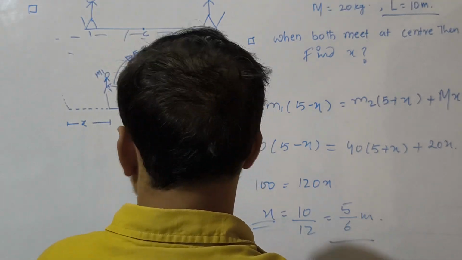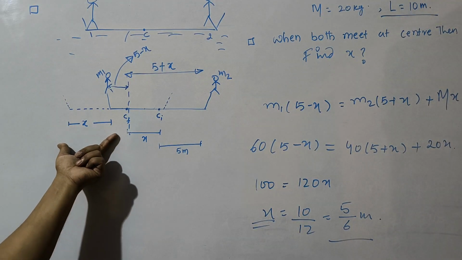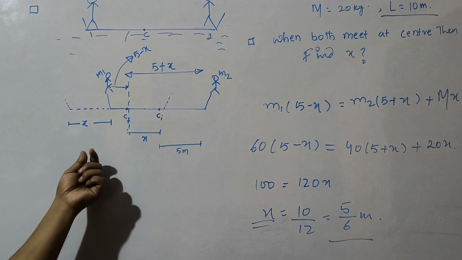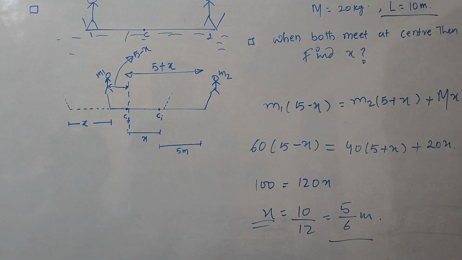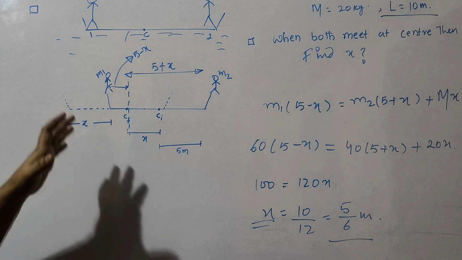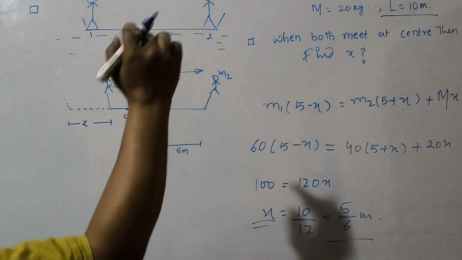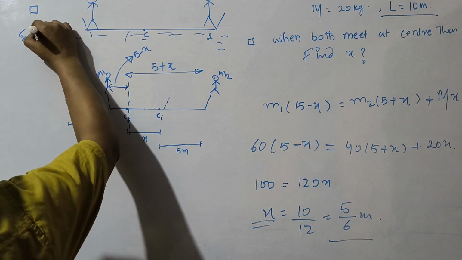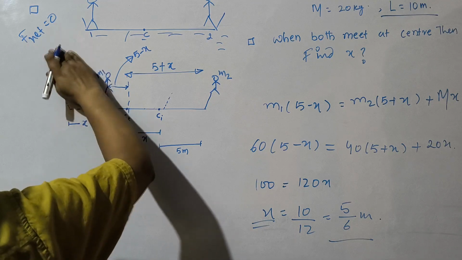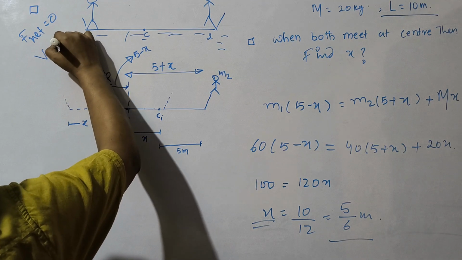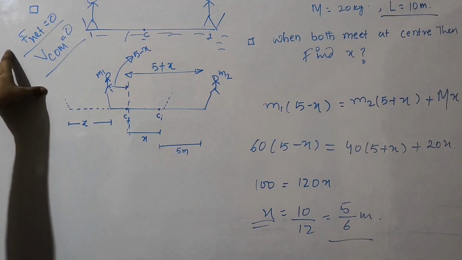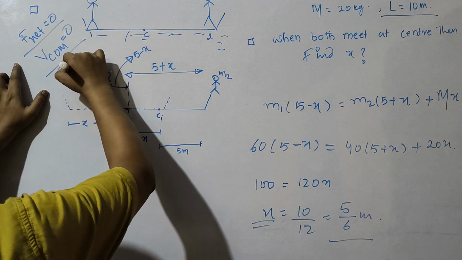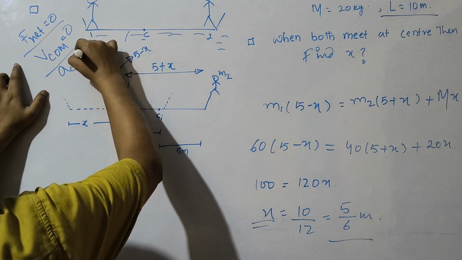Since it is positive, our assumption is still correct, that the boat will shift in backward direction up to a distance of 5 by 6 meter. Okay, I think I am clear. In this question what we did, since net force is 0, the center of mass is still at rest. So here V CM is 0 and F net is 0. Acceleration of the center of mass is also 0.